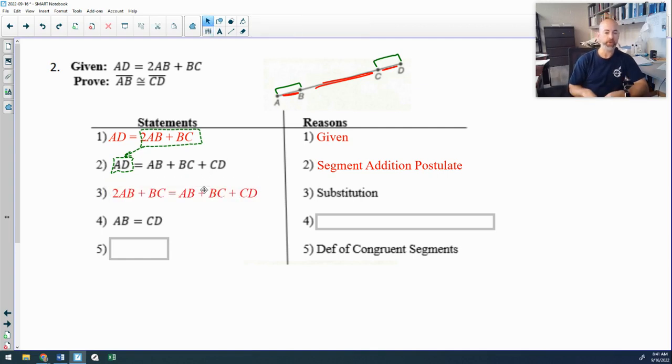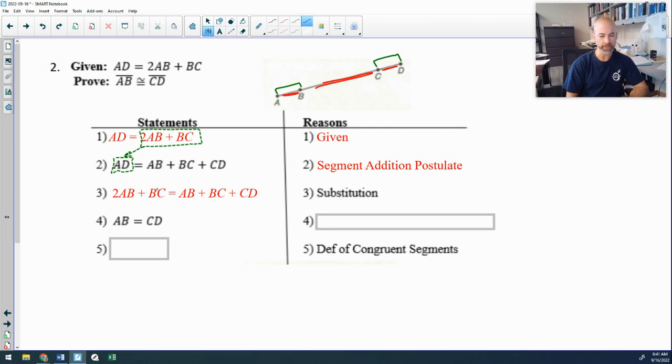And so now I have 2AB + BC = AB + BC + CD. Then they jump all the way down to AB = CD. So now I have to look at step 3. How in the world did they take all of this and whittle it down to only AB = CD? And it's a lot of subtraction.